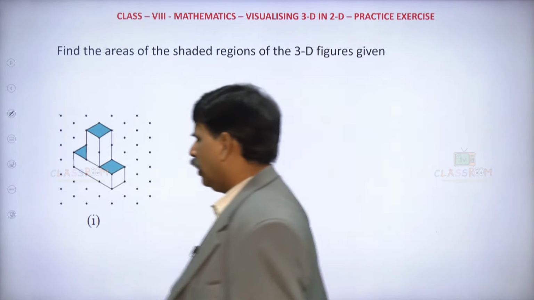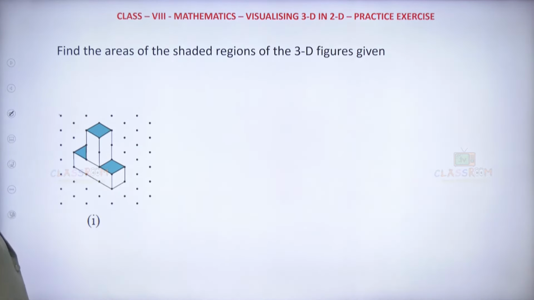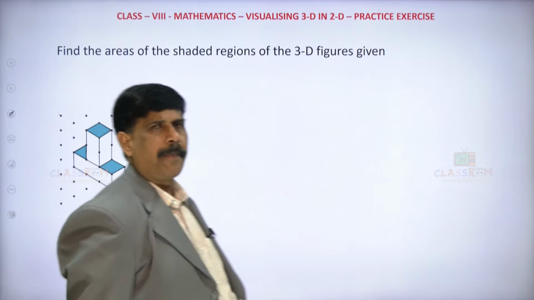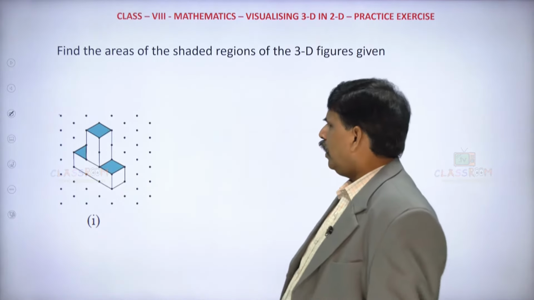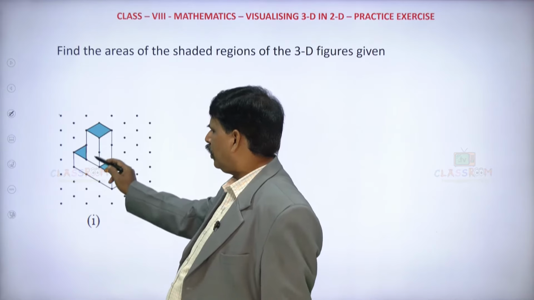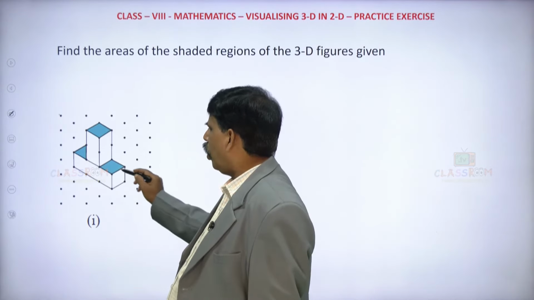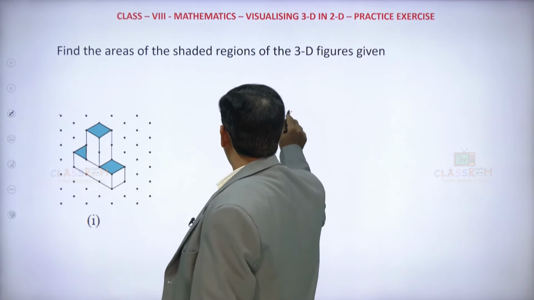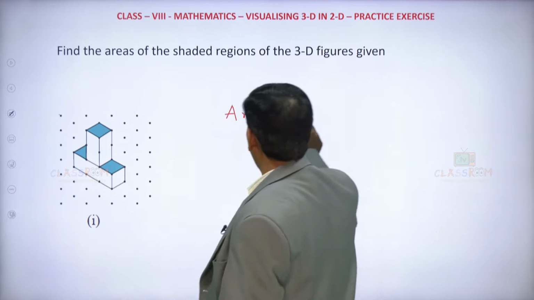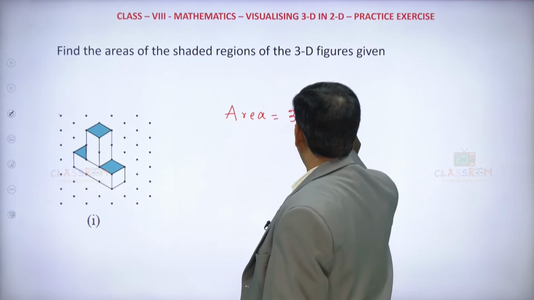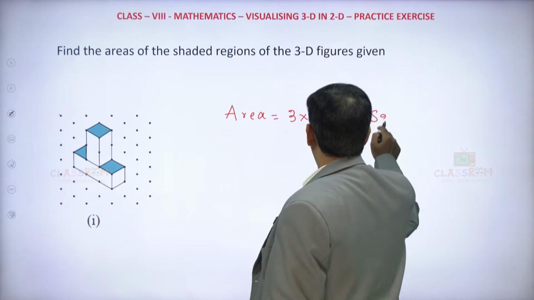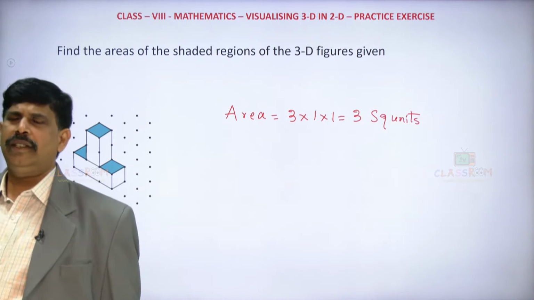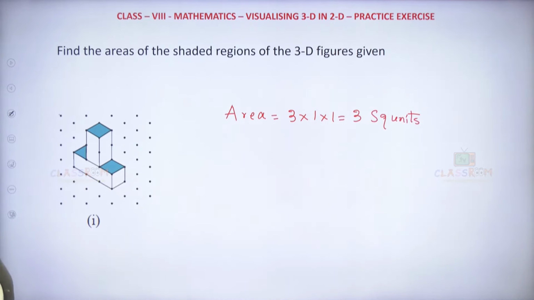Now what is the question here? Find the areas of the shaded region of the 3D figures. We have to say the area of the shaded. See here, this is shaded here. If suppose this comes here, then it becomes a cuboid of length 3 units and the breadth is 1 unit and the height is also 1 unit. So it is 3 square units. Understood? What is the area here? 3 square units. Got it?